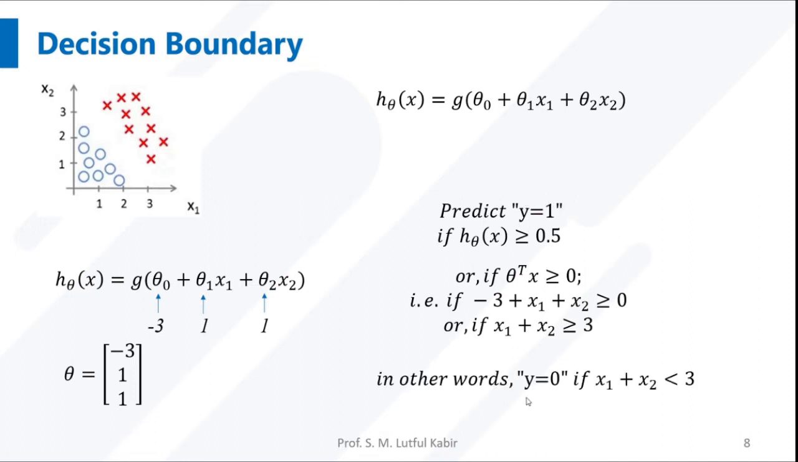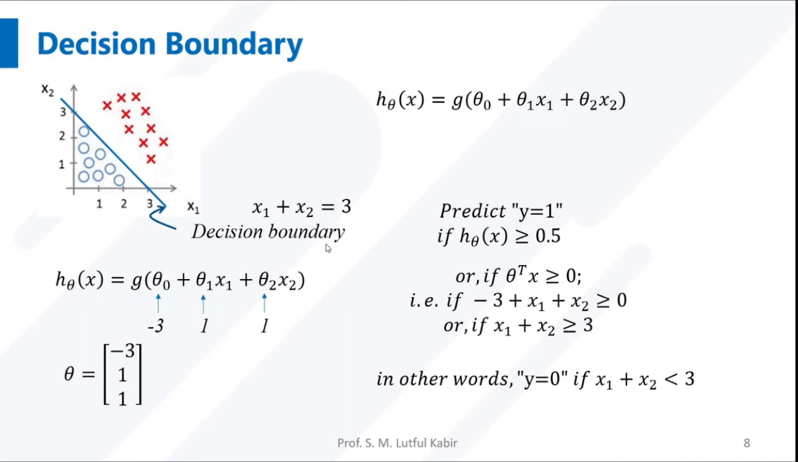In other words, the prediction will be y equal to 0 if x1 plus x2 is less than 3. So this is another region where we can say the prediction is 0. Let us draw a line with x1 plus x2 equal to 3. This will go through the points 3 and 3. For example, this is 2 and this is 1, so 2 plus 1 is 3. This is 1 and this is 2, so again 2 plus 1 is 3. So this line represents x1 plus x2 equal to 3.